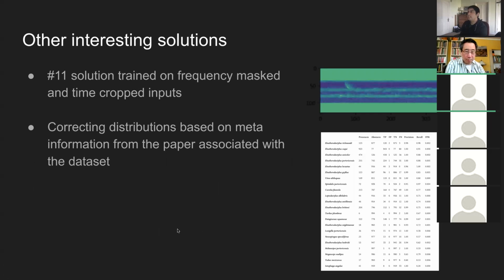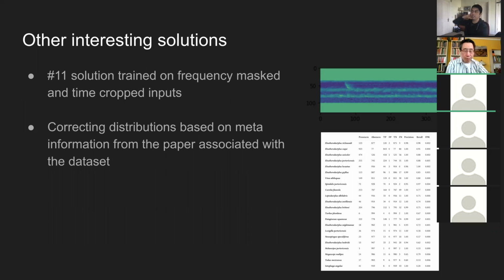So looking at other interesting solutions and tricks that I saw from people. The number 11 solution actually used something similar to what I was describing, something that I had tried, which is frequency masked and time cropped inputs. So like I was talking about, if we know that the frog only occurs in 10 kilohertz to 15 kilohertz, then just train it on a model that only sees that range. And so he trained a model like that and it seemed to work for him. I never quite figured it out.